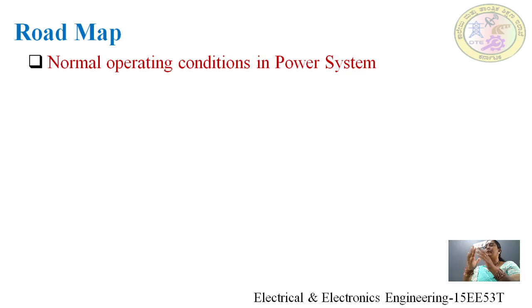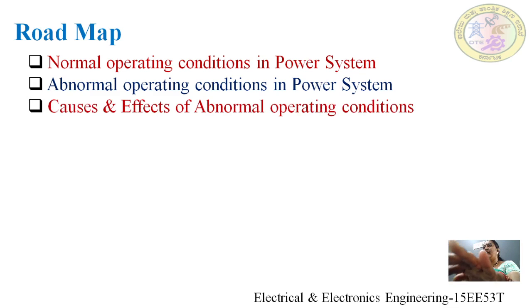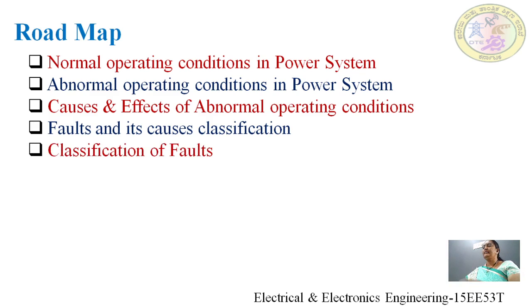In first part I am going to give a discussion on normal operating condition in the power system, and second I will discuss on abnormal operating condition in the power system, and third I'll discuss on causes and effects of abnormal operating conditions. Next I am going to discuss on fault and its causes, and next I'll discuss on classification of faults, and then effects of faults, that is harmful effect of short circuit current.